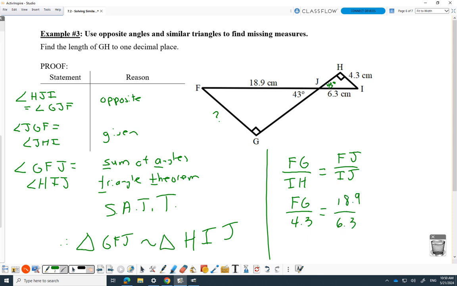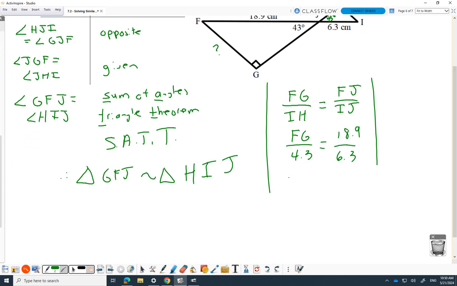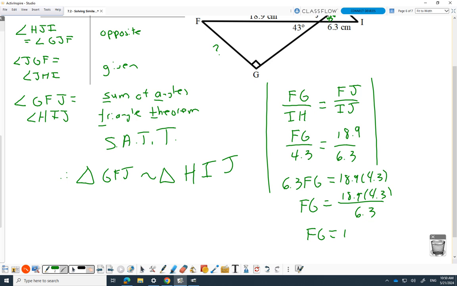And I'm only speaking to Snaha for just a second here. What you're finding is this. You divide to find this and then multiply it over. That's totally fine. Here I'm going to cross multiply because that's what we've been talking about. So 6.3 FG equals 18.9 times 4.3. And then FG is 18.9 times 4.3 over 6.3, which she's a step ahead of us. She already got that it was 12.9. Do you agree? All right. 12.9.